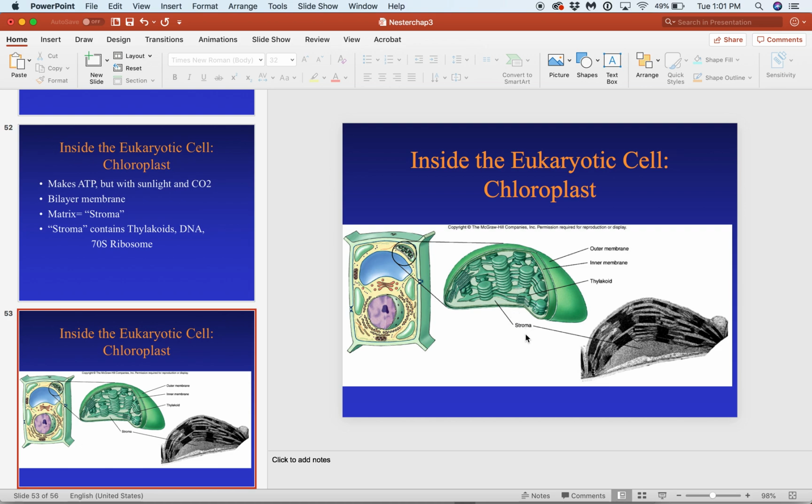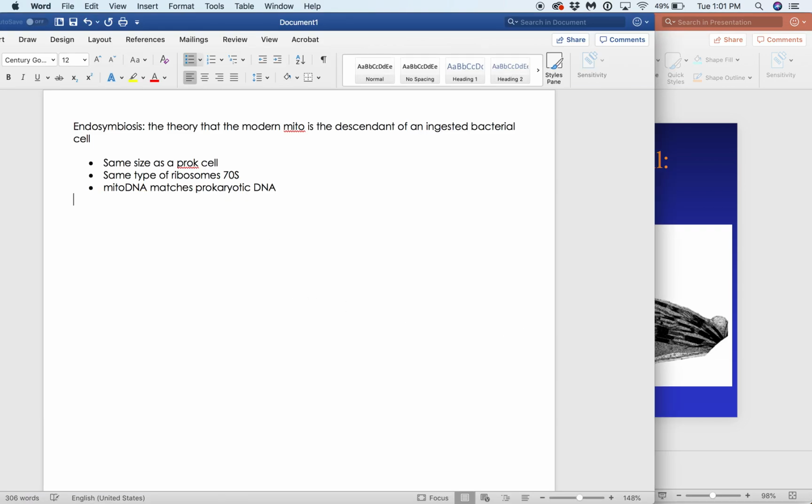But inside the stroma, so inside the chloroplast, inside the stroma, are 70S ribosomes. And chloroplast DNA, I'm just going to write chloro-DNA.